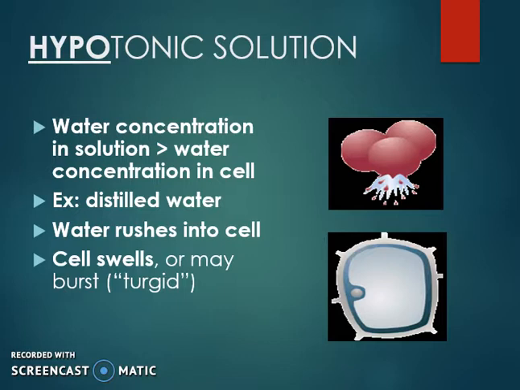Versus a plant cell, it's just going to become swollen, okay? And it is kept from exploding because plant cells have cell walls. They're very rigid. They help with support and structure.